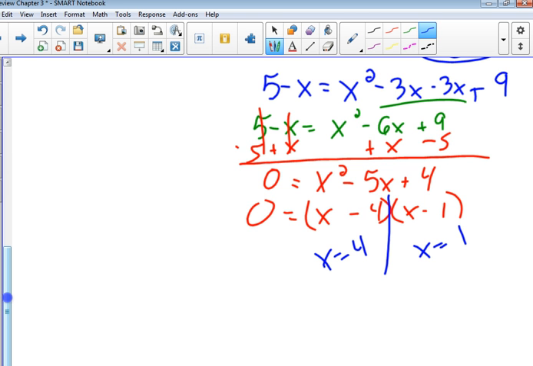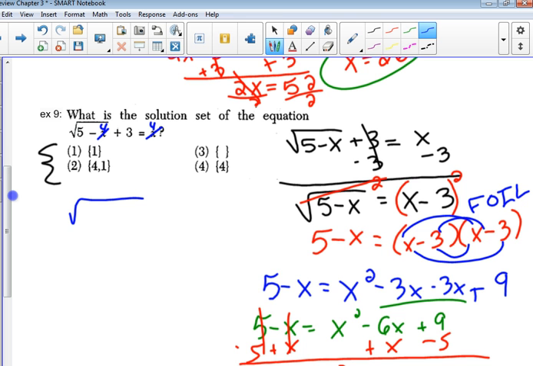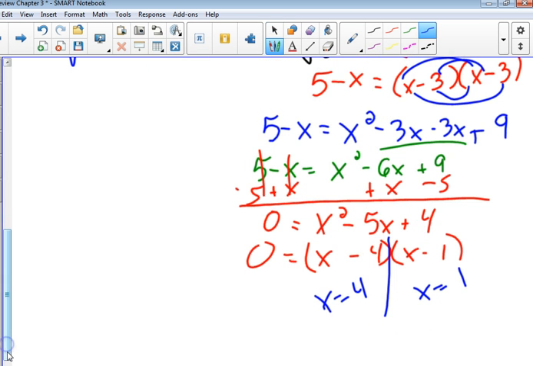Make sure we do the check and make sure both of these work. We don't necessarily need to reject one, especially because in your multiple choice, they give you the option for both, the option for one, or the option for none of them working. When you do your check, make sure you do it in both spots, the 4 here and the 4 here. Does 4 check? Yeah. Does 1? Oh yeah, 1 does not check. So you have to reject the 1. Right, only 4 checks here.